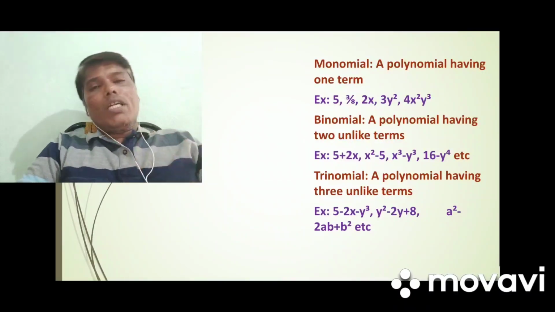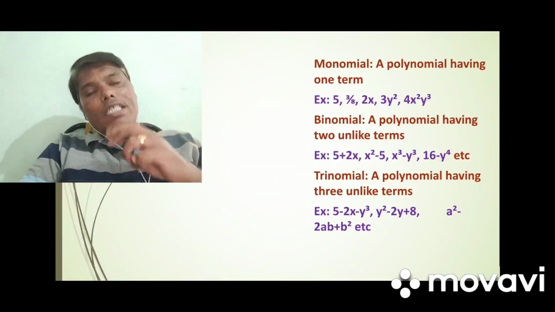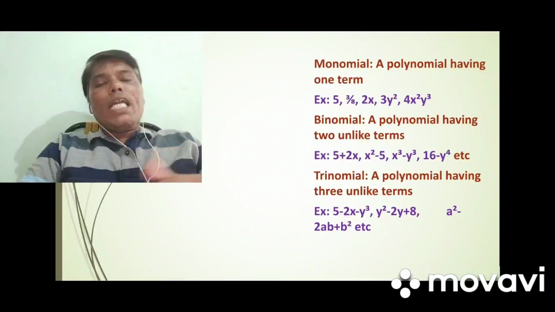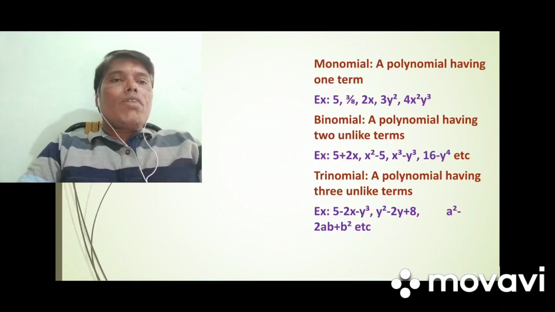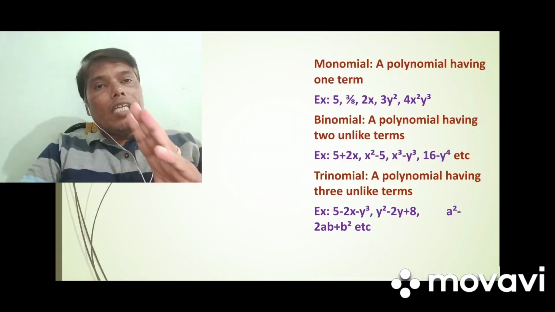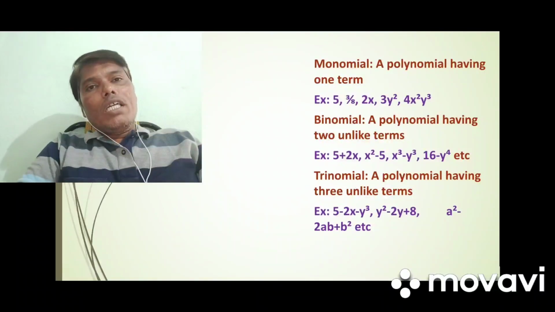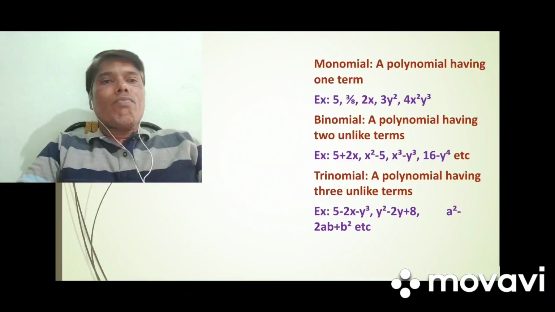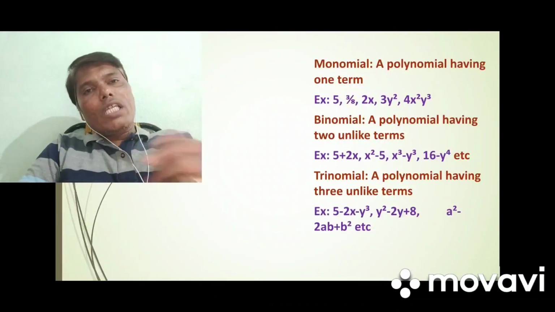So next, trinomial. Tri means 3. Triangle means it is a polygon having 3 sides. Tri means 3. So a polynomial having 3 terms is called a trinomial. Okay. For example, 5 minus 2x minus y cube. 3 terms means we should understand that these should be 3 unlike terms. So 5 minus 2x minus y cube, it is a trinomial because we have 3 unlike terms. And y square minus 2y plus 8, it is also a trinomial because we have 3 unlike terms.